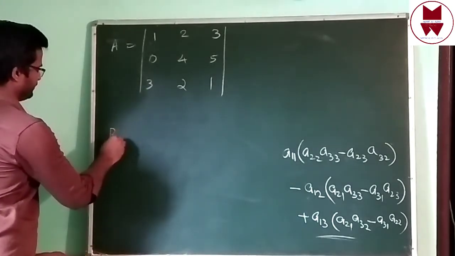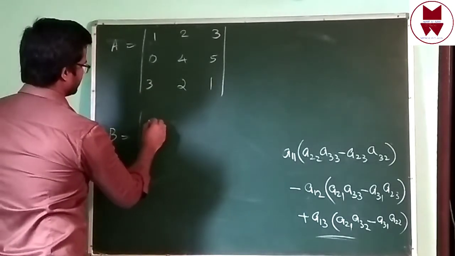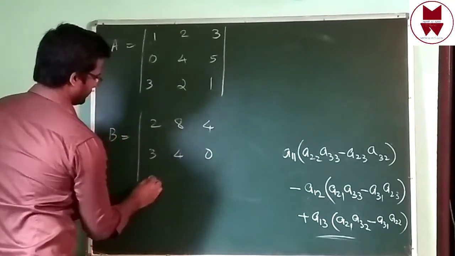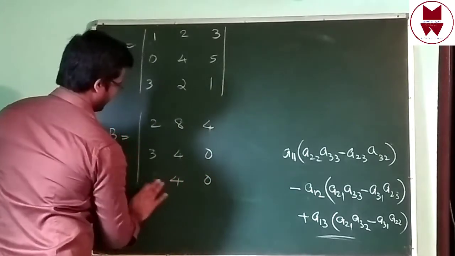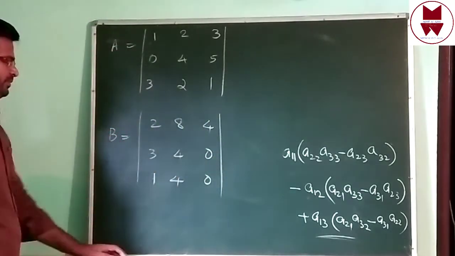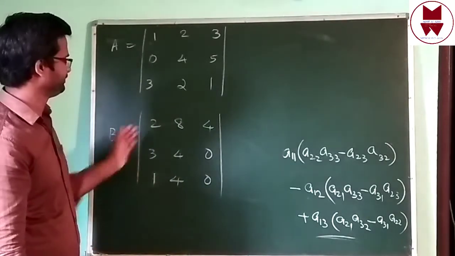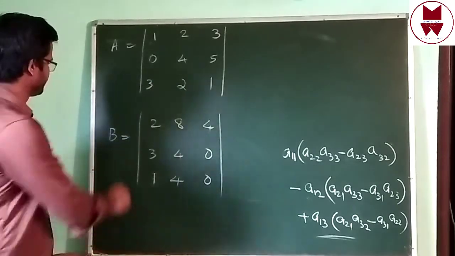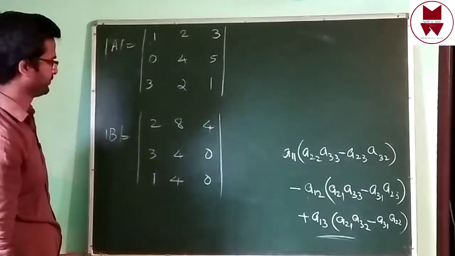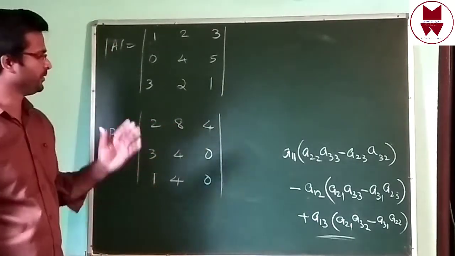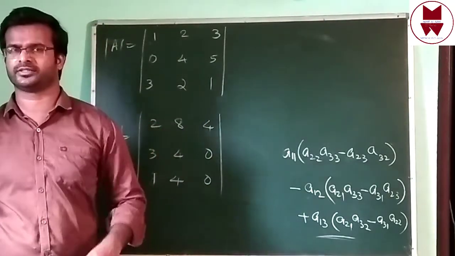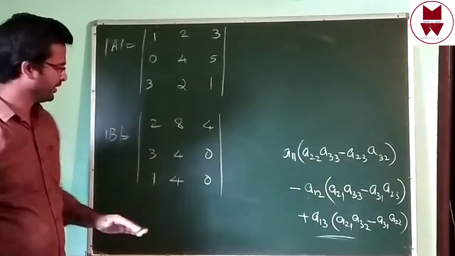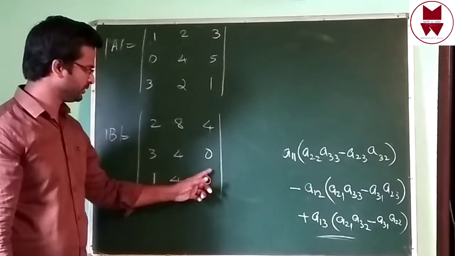Then another one. Okay, 2, 8, 4, 3, 4, 0, 3, 4, 0, 1, 4. Another example. They have given this kind of determinant. We have to find the determinant. What will we do? We will not use the first row. If you use the first row, you have to write 3 steps, isn't it? If you use the second row, 1, 2, and this step no need to write, 2 steps only. If you use the third row, 1, 2, this part no need to write.